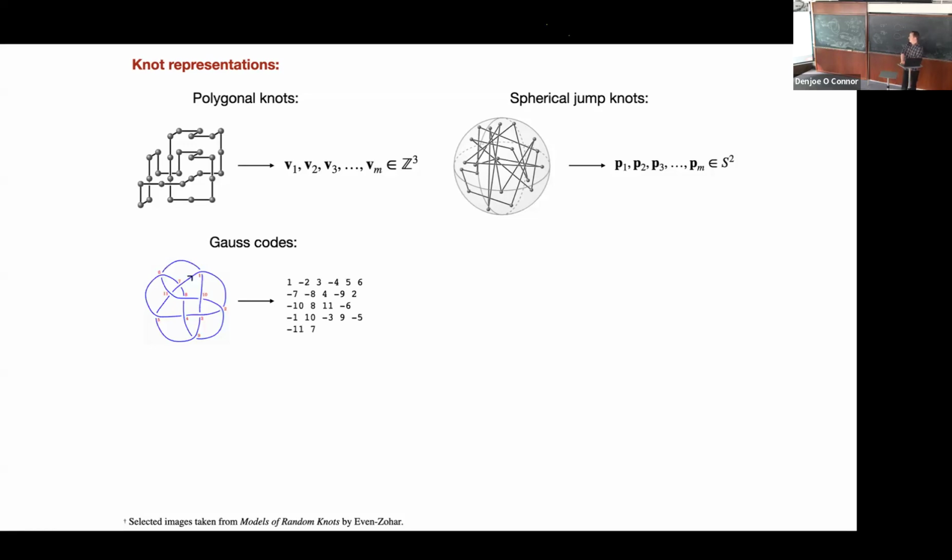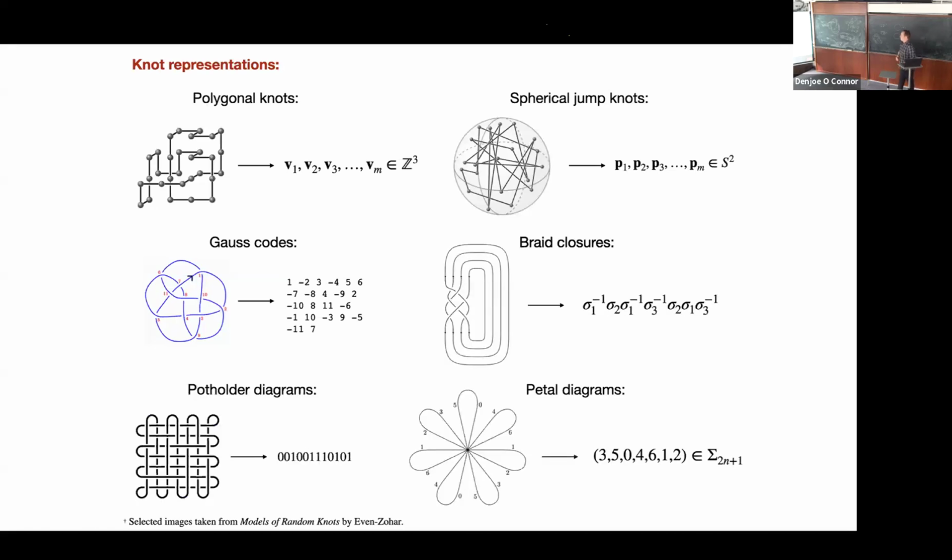You can look at random diagrams where you just draw a diagram, and then by labeling the crossings with numbers, and specifying the ordering of the labels as you go around, that gives you what are called Gauss codes. And then there are other more constrained families of diagrams where you represent your knot as a closed braid, or what's called a potholder curve, or what's called a pedal diagram. Each of these representations of your knot gives you a way to describe the knot using some sequence of integers or some sequence of vectors that you can then feed into a computer.